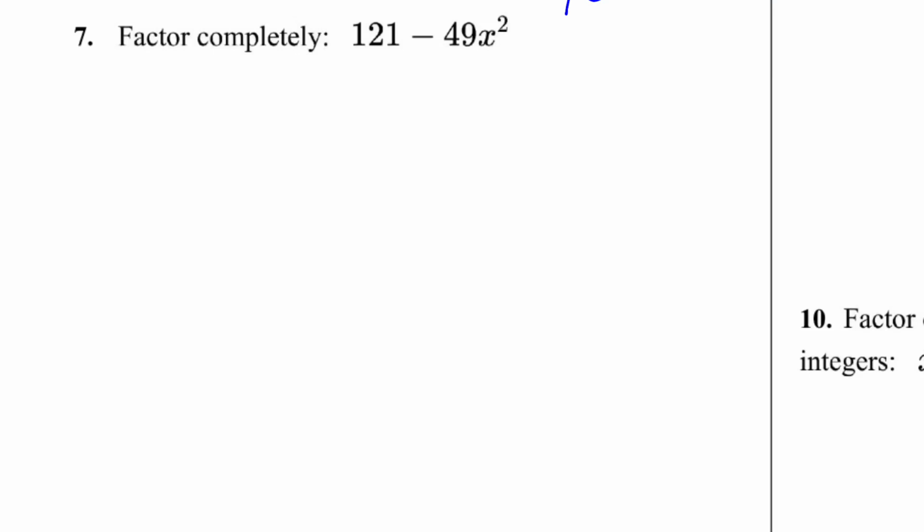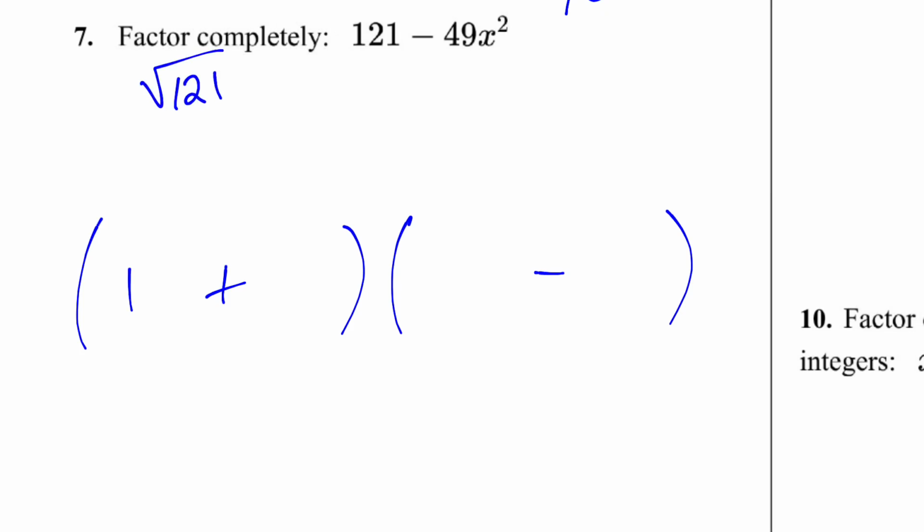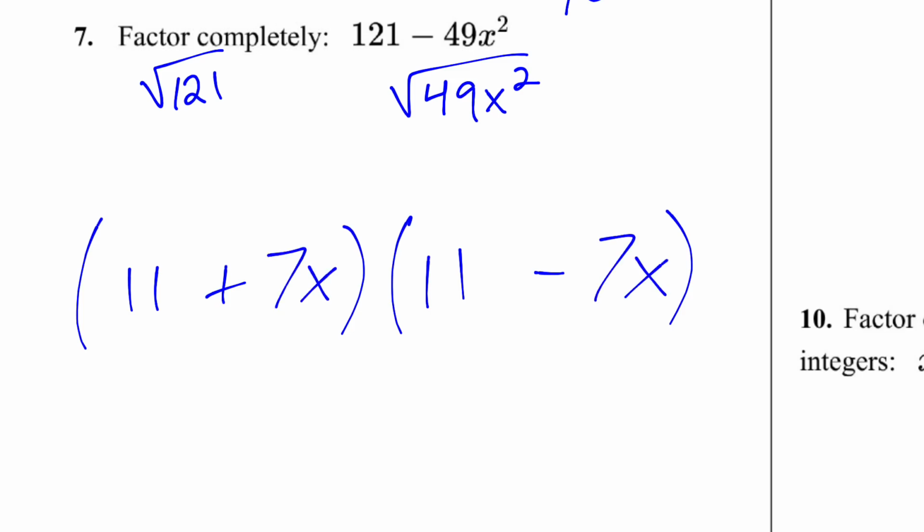So for number 7, let's start with what it's going to look like. We're going to have two factors like this. The first one I'll write a plus, the second one I'll write a minus. What is the square root of 121? That's 11. That's going to go in the first spot. What is the square root of 49x squared? That's going to be 7x. We'll write that in the second spot. There's our answer.